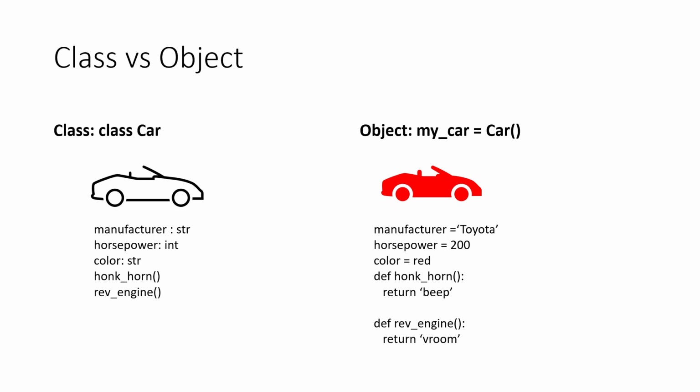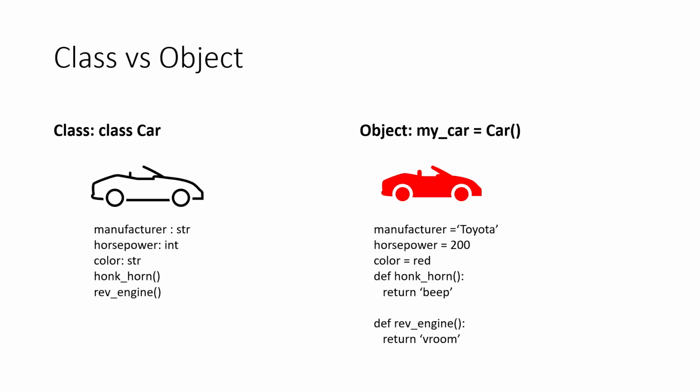It's a car object. Notice that it has an attribute called manufacturer as defined by the class, but in this case, that property, that attribute, has a value, Toyota. Likewise, we can look at the other attributes of the car, horsepower and color, and see that these also have values. What's more, rather than just telling us that we can ask the car to honk the horn, the noise it makes when the horn is honked is also implemented in the car object. Same with the rev engine.